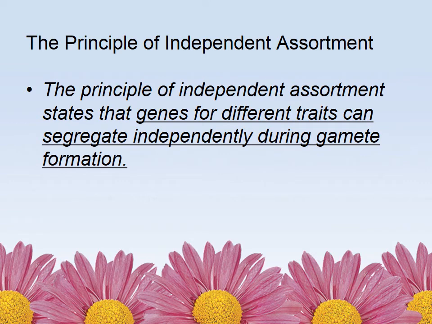The principle of independent assortment states that genes for different traits can segregate independently during gamete formation. So when you're looking at the alleles that are going to be in the gamete, it can be any of the combinations.